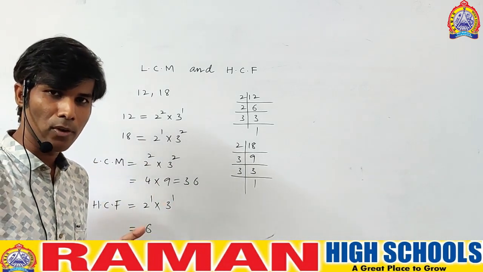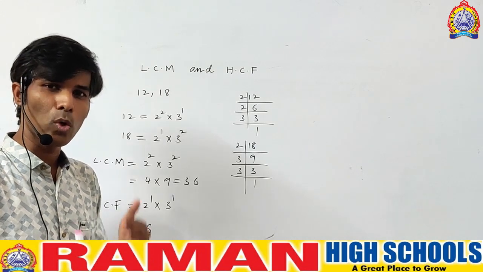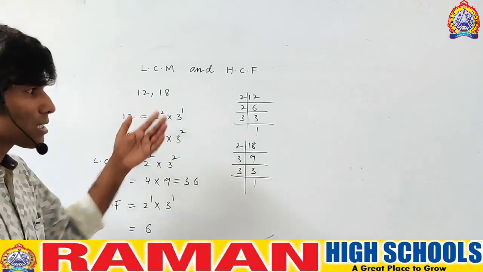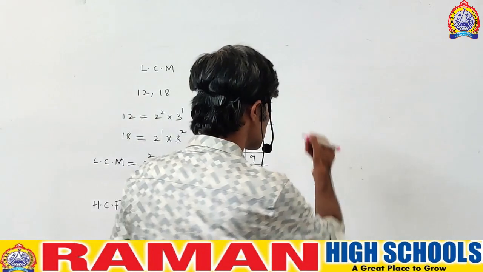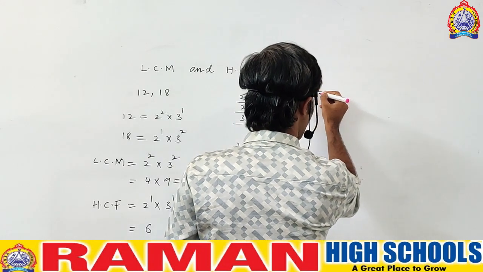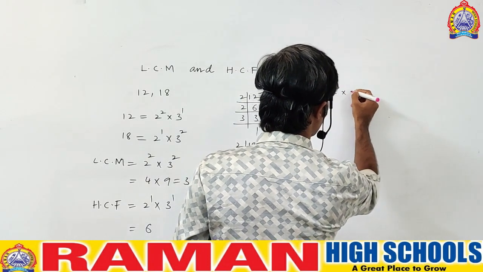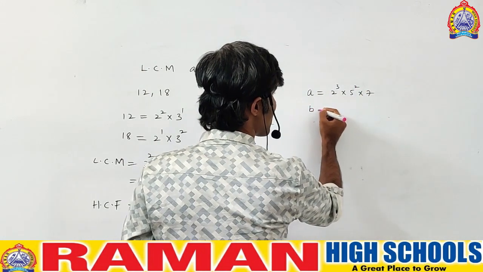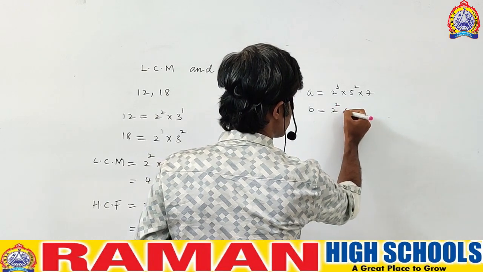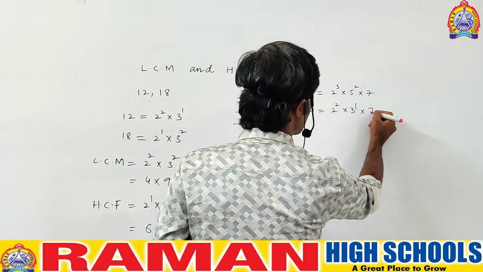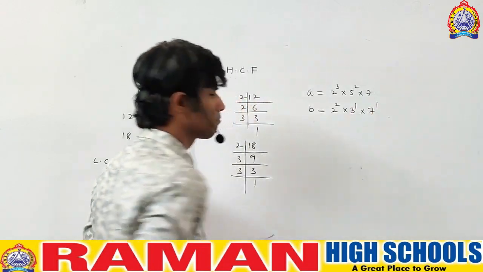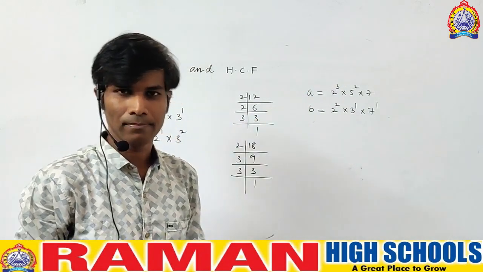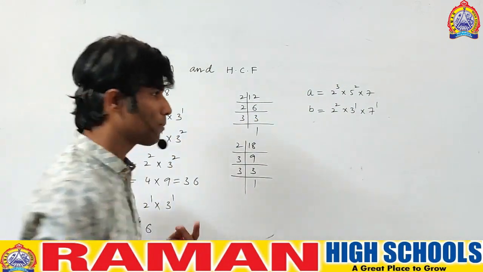To find out HCF, you have to consider only common prime factors and their least powers. Now let us see one more example. Suppose there is a number A and its prime factorization is 2 cube into 5 square into 7. And B is another number, that is 2 square into 3 power 1 into 7, nothing but 7 power 1. Here A, B are two numbers and their prime factorizations are already given. How to find out their LCM and HCF?